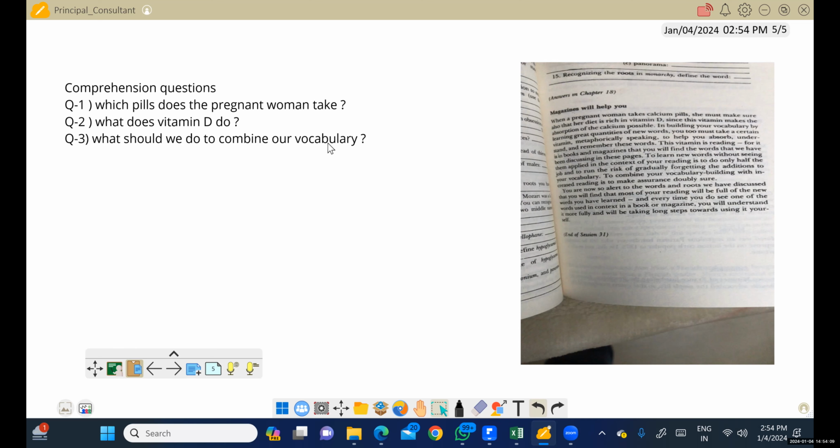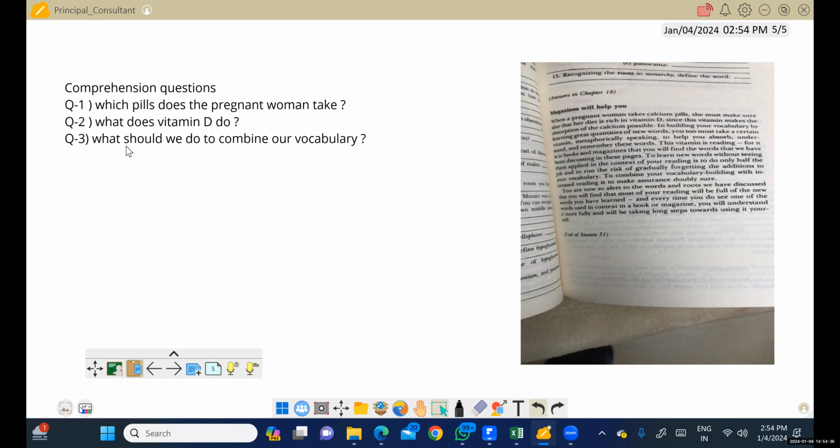what should we do to combine a vocabulary? This entire text is about vocabulary. So here you cannot just give one line answer. What should we do to combine a vocabulary? Okay, you cannot just give one line answer because there is a lot of text over here. So this answer has to be a little lengthy. Otherwise, you might lose your marks.